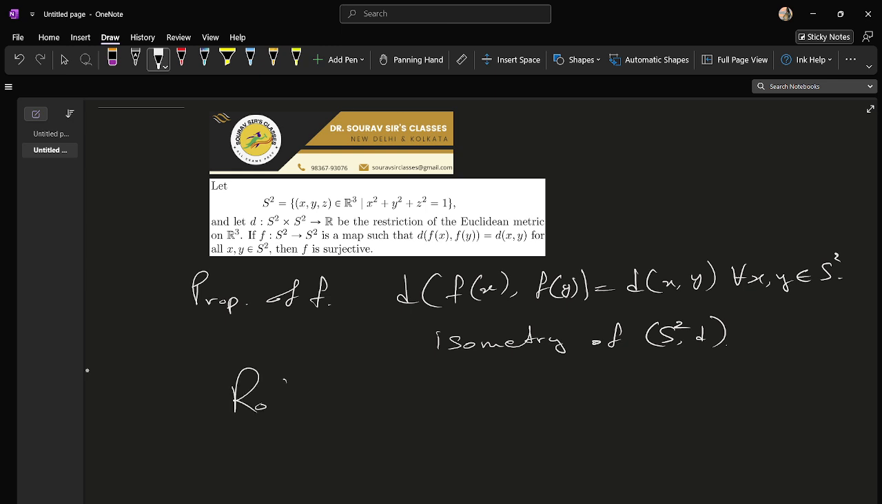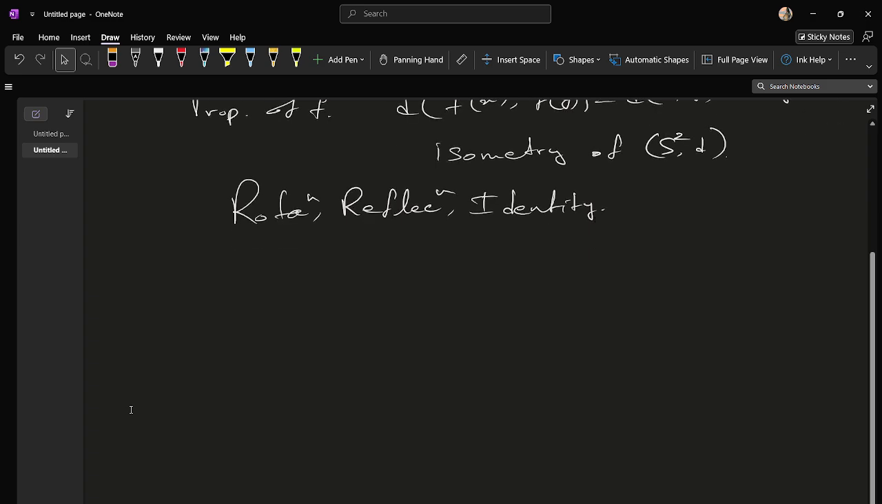Let me write it: rotation, reflection, and the identity map. These transformations map points on S2 to other points on S2, and they do not shrink the sphere.